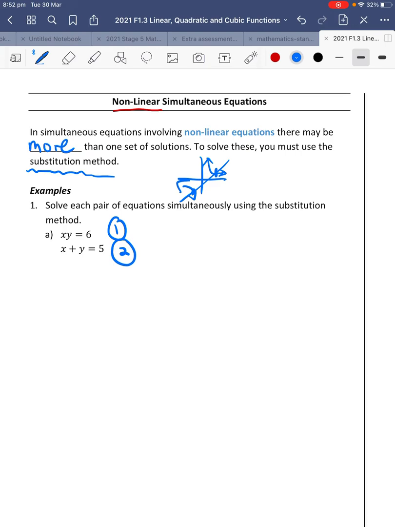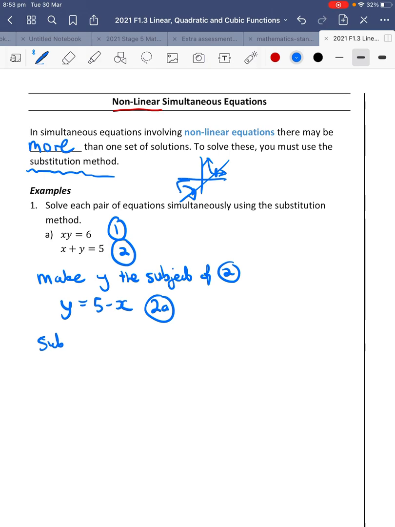Now before we can do any substituting, we need to make x or y the subject in one of the equations. So let's make y the subject of 2. When we do that, we get y equals 5 minus x. Okay, so now we're going to call it 2a. We're now going to sub 2a into 1. So it's currently xy equals 6. So instead of that y, we're going to put 5 minus x. It's going to be x(5 minus x) equals 6.